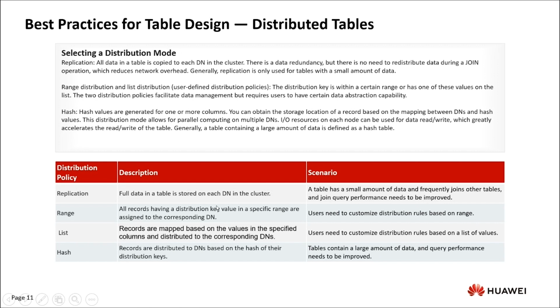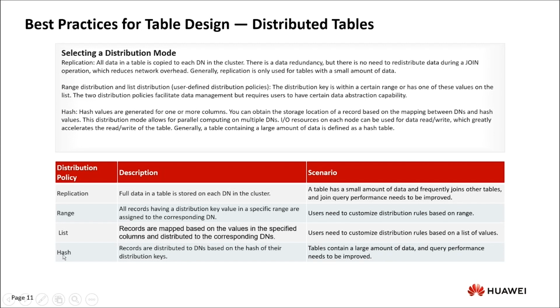And thirdly, for the list policy, records are mapped based on the values in a specific column and distributed to the corresponding DN. For example, there may be a column named type in a table, and this type column has only several possible values. And then we can create a distributed table with list policy based on this type column.